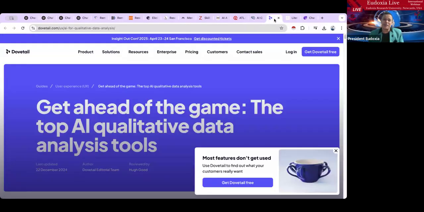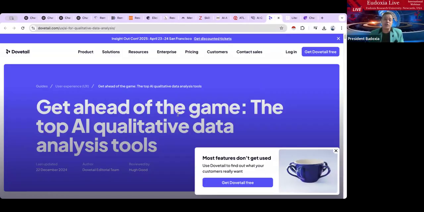Thereafter, you can see here, Dovetail is one of the most trending tools in data analysis. So one very important point in qualitative research design is that we need to understand how to go for data collection, coding, and thereafter data analysis and interpretation in qualitative research design.